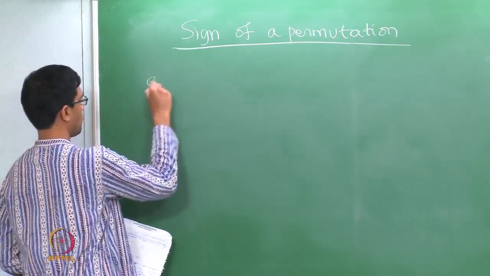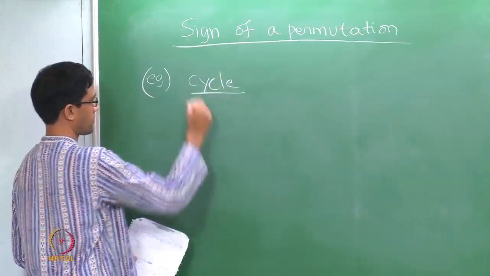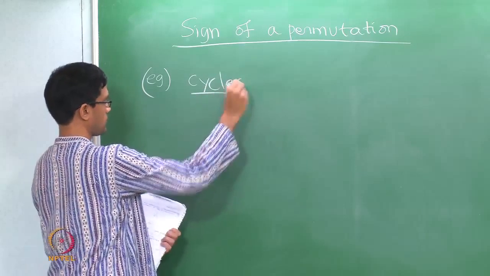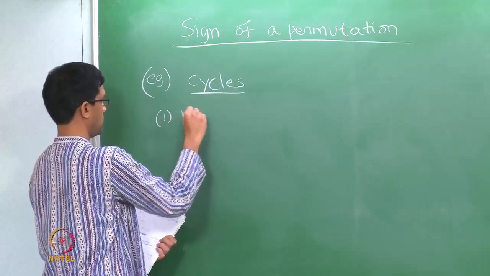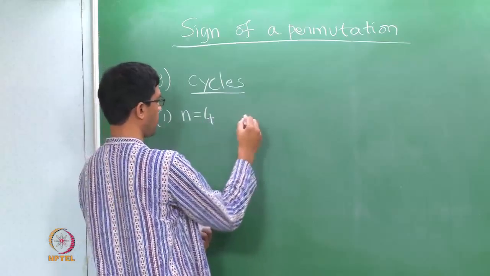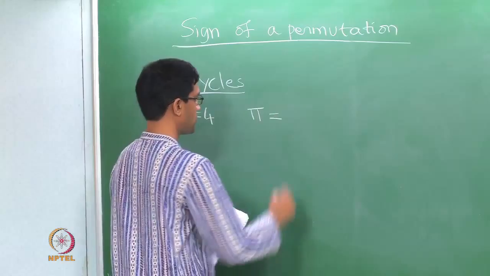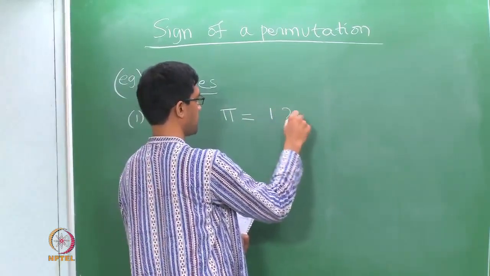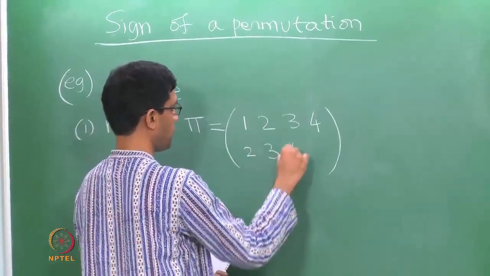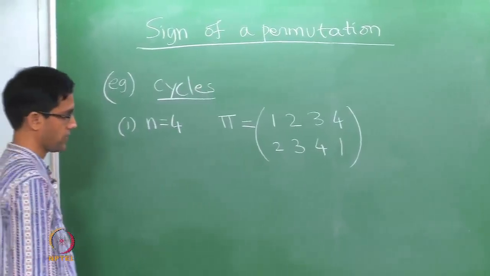Now I wanted to do a few more examples of these. So let's try and find signs of cycles. So here are two examples. If you take n to be 4 and you take the permutation pi to be the cycle 1 2 3 4, which I will write first in two line notation, 1 going to 2, 2 going to 3, 4 to 1. So this is the cycle written in two line notation.